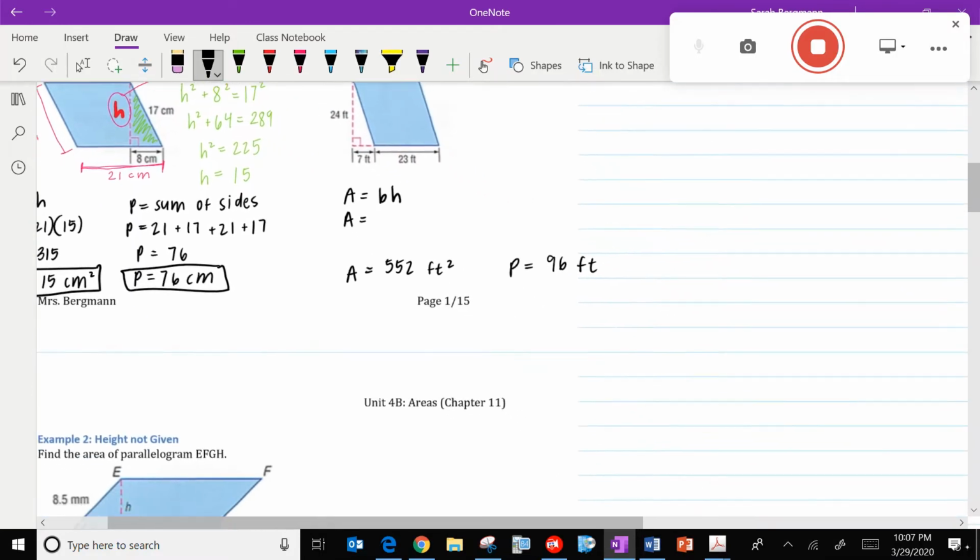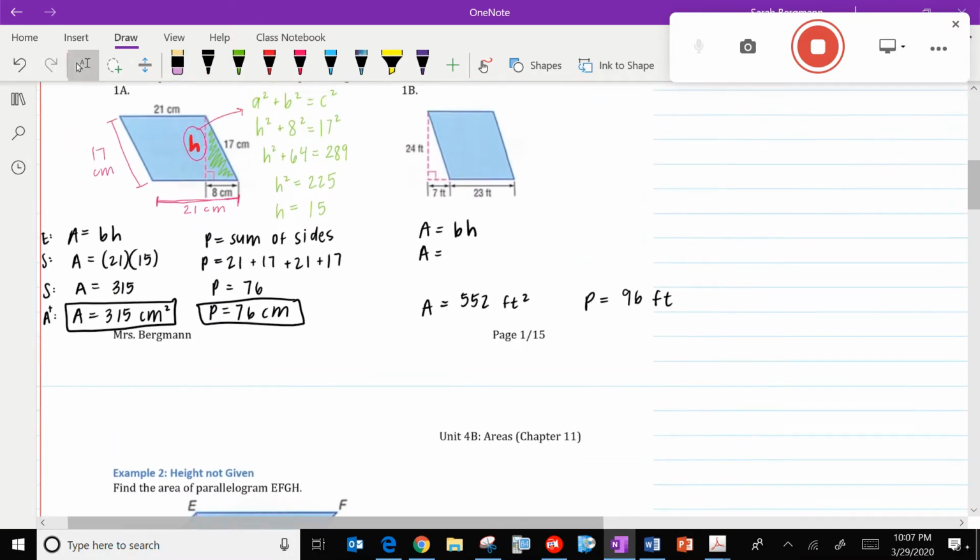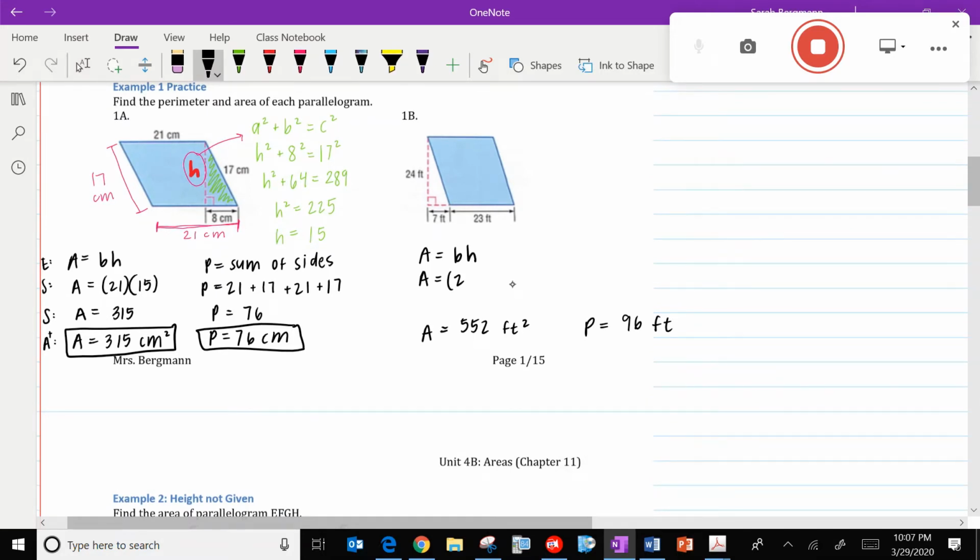So I'll plug in my variables. The base is 23. The height is 24. To solve this, I multiply 23 times 24. That gives me 552. Then for my answer, I just need to add my units on. So it's 552 feet squared.